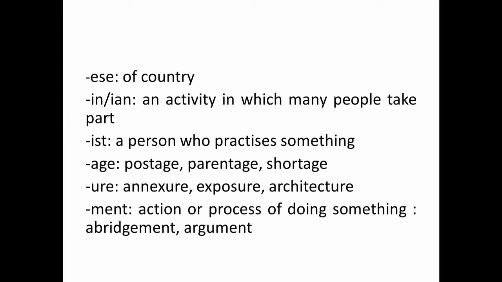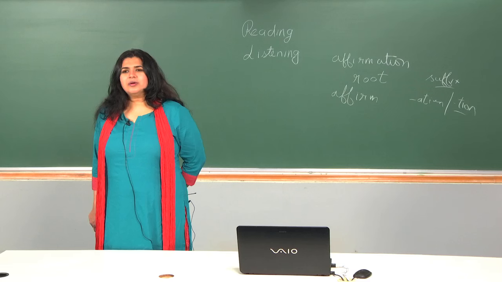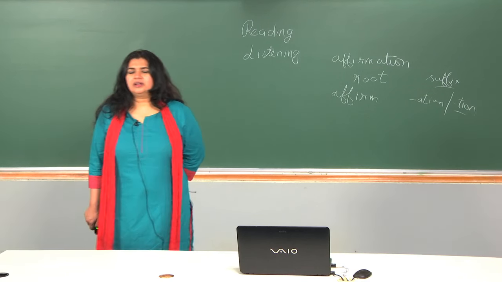You also have the URE type, for example, annex becomes annexure, expose becomes exposure. So, using the suffix URE, architect, architecture. MENT type, which is an action or process of doing something, for example, abridgment, argument. So, all these, you also have the ion type, discuss, discussion. So, those are some of the very few examples of suffixes which are extremely important.